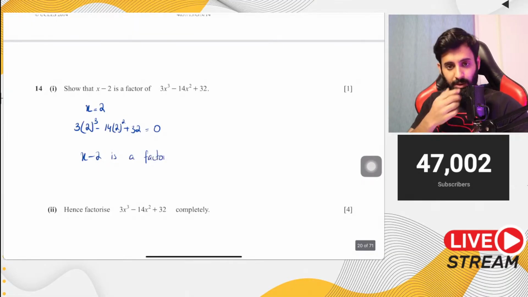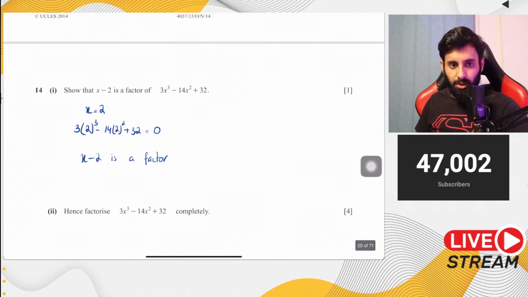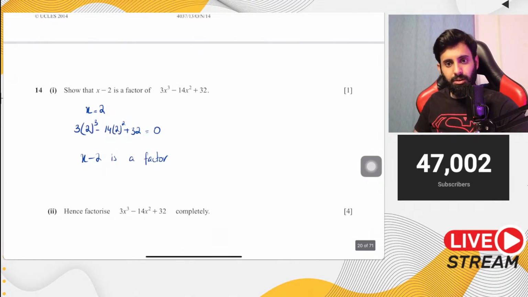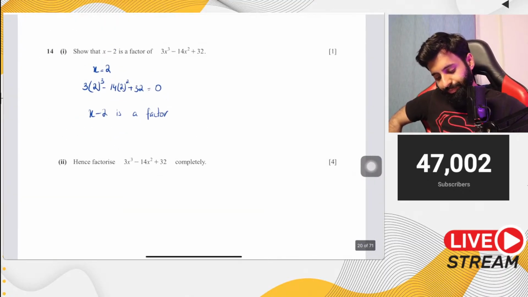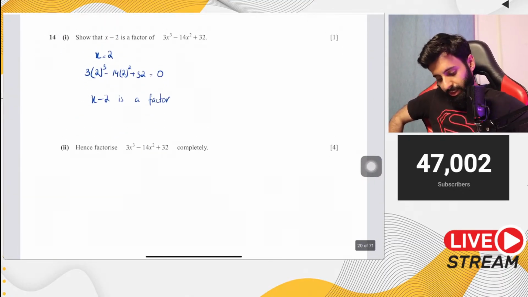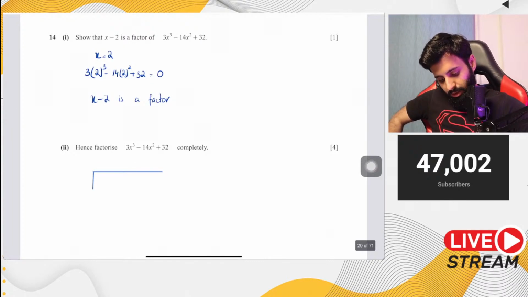Now, how will I factorize this completely? Factorizing this completely basically means that we need to find all the other factors. Now how do I find all the other factors? You can use long division, you can use synthetic division, you can use identities, you can do whatever you want. So I'm going to go with long division. Synthetic division is allowed. A lot of students ask whether synthetic division is allowed or not, but it's allowed. My suggestion still is that you do long division.